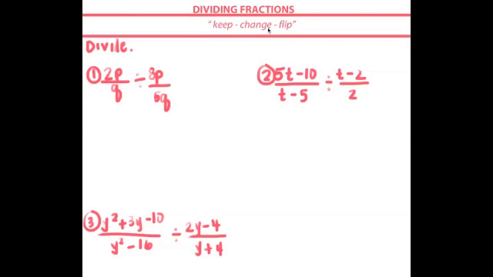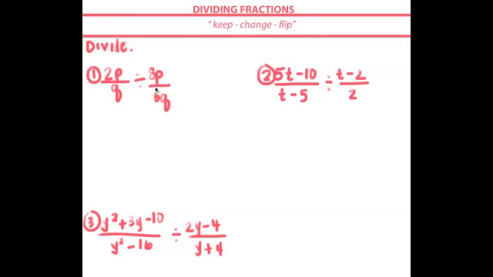And the key thing to remember here is you only want to flip the fraction that's directly to the right of the division sign, okay? Only to the right of the division sign. So let's go ahead and start with looking at some examples. So here in number 1, I have 2p over q divided by 8p over 5q.